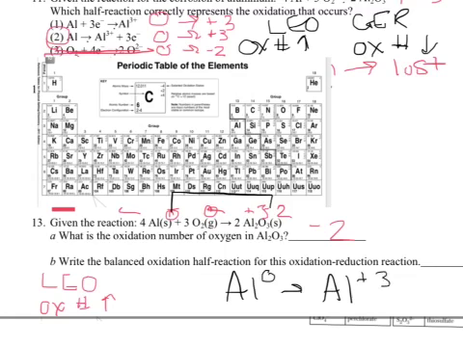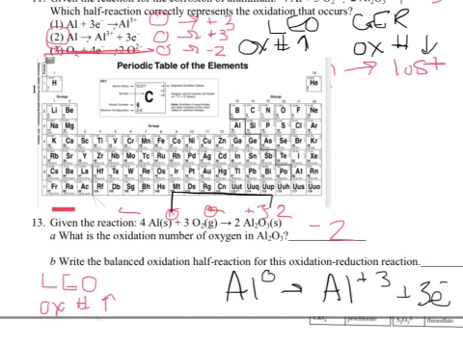Now this equation is balanced in terms of atoms because I have 1 aluminum on the reactant side and 1 aluminum on the product side. But it is not balanced in terms of charge because 0 does not equal 3. So we must balance the charge by adding in electrons. We always add electrons to the more positive side because electrons have a negative charge. So in order to make this mathematical expression true, I'm going to add 3 electrons.